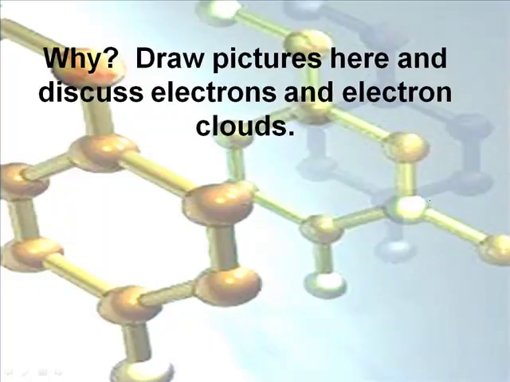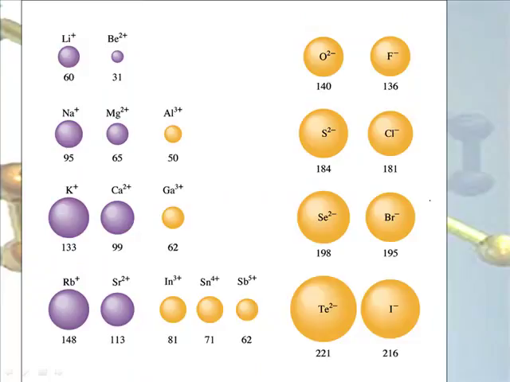And there's actually a chart. Draw pictures. We did this. Here's a chart. This is the size of the lithium ion, the beryllium +2, and the O -2. The lithium atom would be much bigger than the lithium ion. The purple ones are smaller than expected, and the orange ones, as pictured, are larger than expected. What's the next slide?